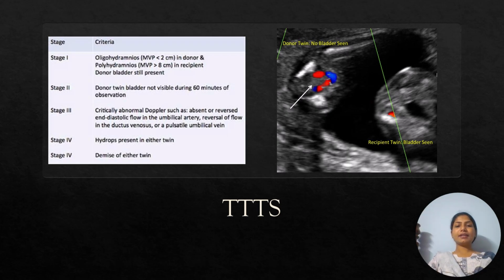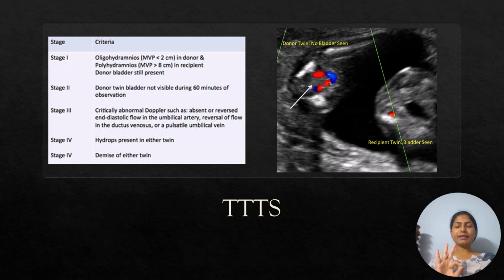So next, as I already mentioned, in the second trimester ultrasound, we look for the fetal anatomical survey, placental location, and the cervical length. And the next important thing in monochorionic twin gestations is to look for any complications which result from vascular anastomosis. So a very well-known complication is the twin-to-twin transfusion syndrome. So what is twin-to-twin transfusion syndrome?